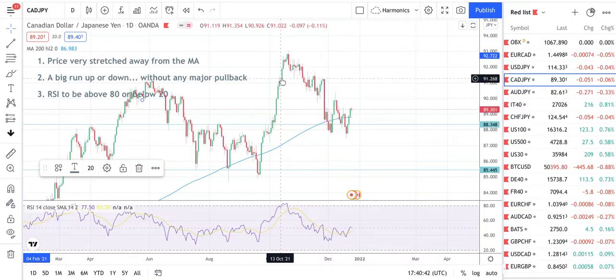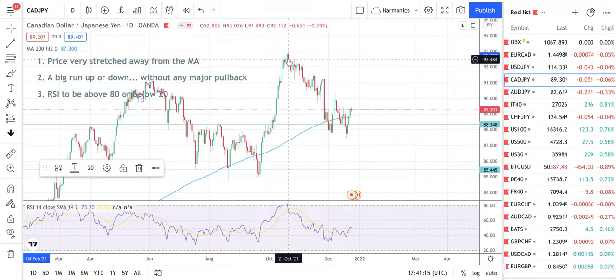Here, to me, the price is not that far away from the 200 moving average. Here it starts to seem like, yes, it is massively far away from the 200 moving average. It's very stretched. The second is the RSI to be above 80. And in this case, it meets here. And thirdly, I want to see a huge run up without any pullback. So for me this is a lot of choppy action with a lot of pullbacks. Not interested. I want to see a huge sudden move.